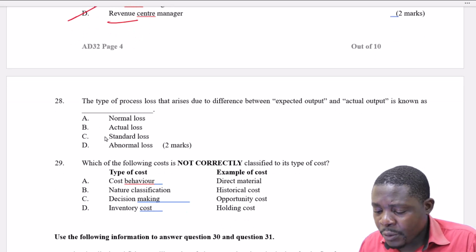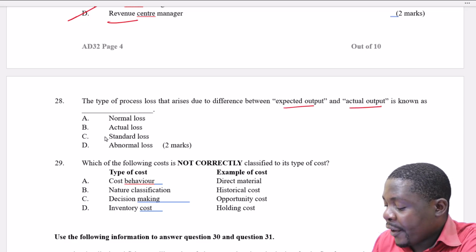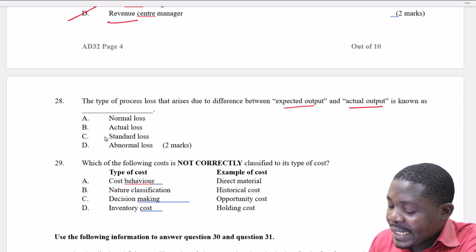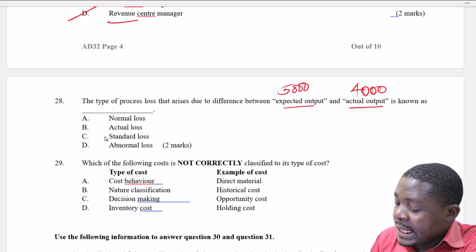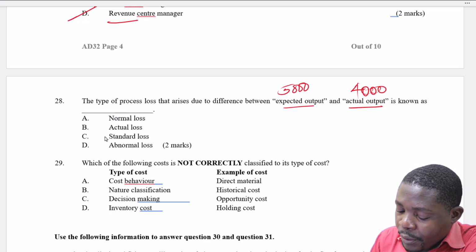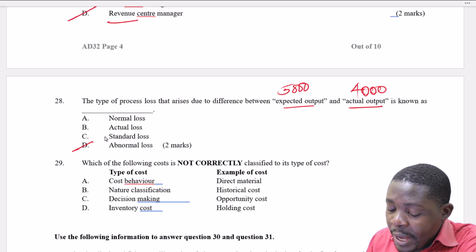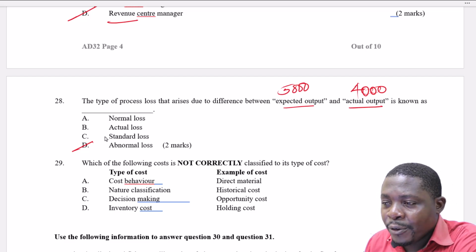28. A type of process loss that arises due to the difference between expected output and actual output is known as abnormal loss. For example, you're expecting 55,000 and the actual output is 4,000. This is known as abnormal loss. Why? Because the normal loss is already anticipated and known, and the value for normal loss sometimes is also provided.